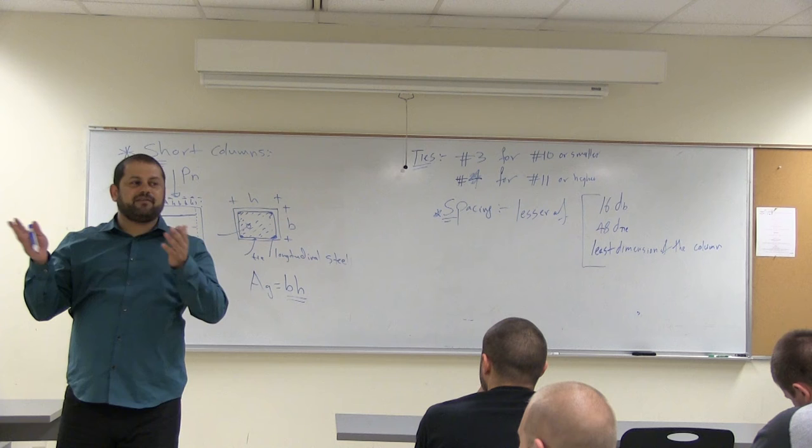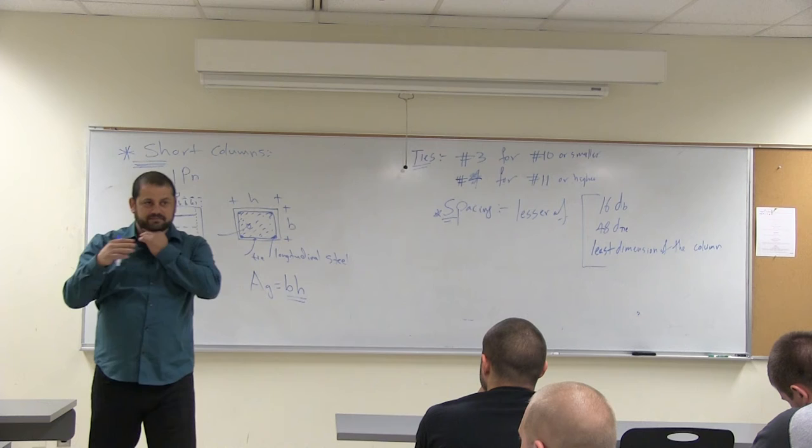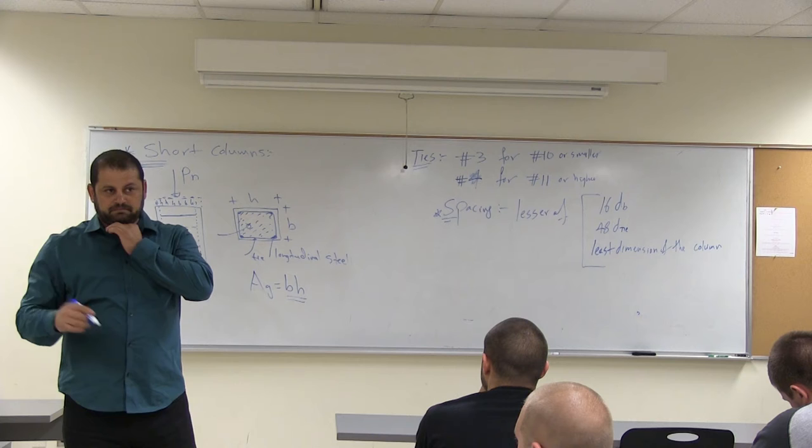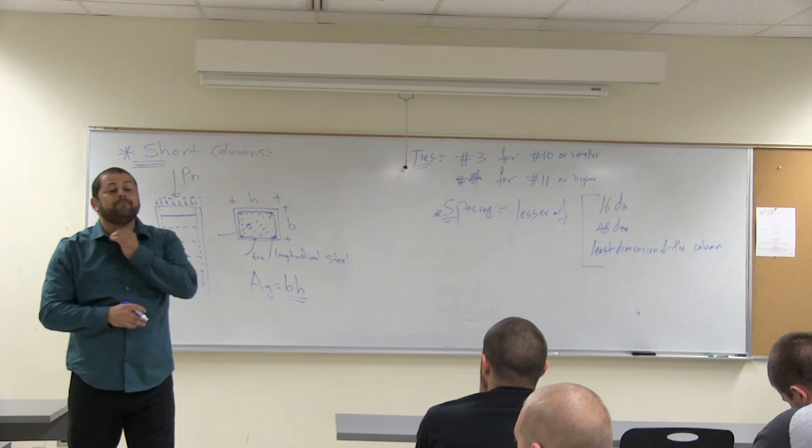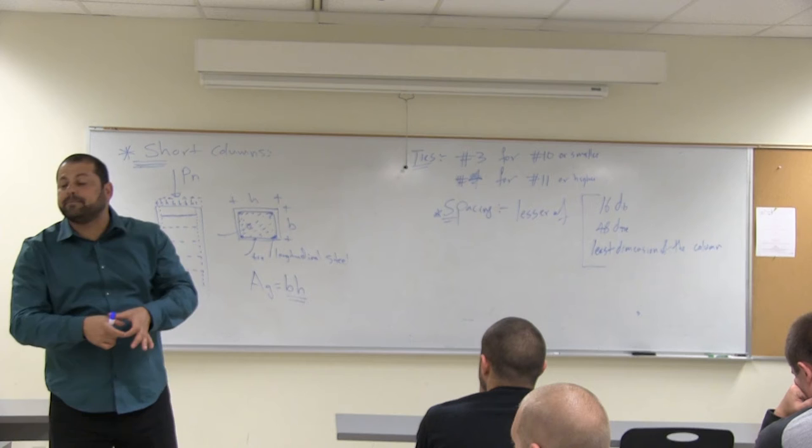12.87 inch squared. Okay. What if f'c is 4,000, or 4 ksi? 4 times 12.87 is about 48 kips. That tiny little cylinder, made of concrete only, gives you 48 kips.